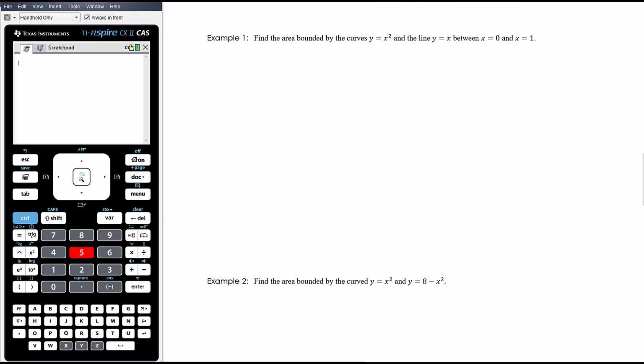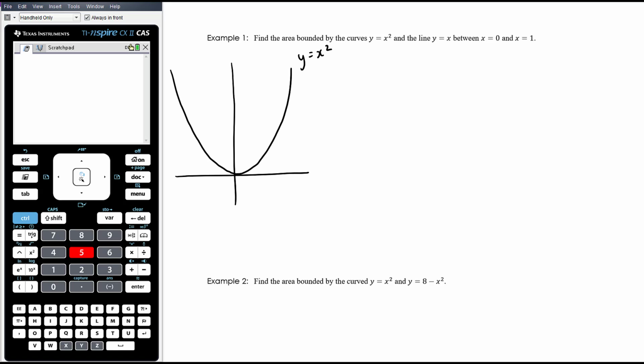Again, the first thing has got to be, you have to draw it and see what you're dealing with. Find the area bounded by the curves y equals x squared, the line y equals x between x equals 0 and x equals 1. Okay, so y equals x squared is a parabola. Y equals x is a straight line. And they do intersect when x equals 1. They both go through the point 1, 1. And they intersect at the origin.